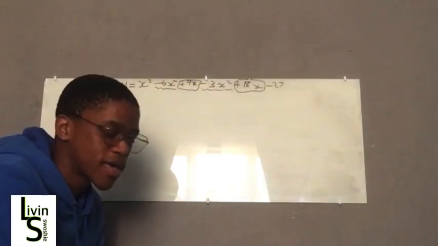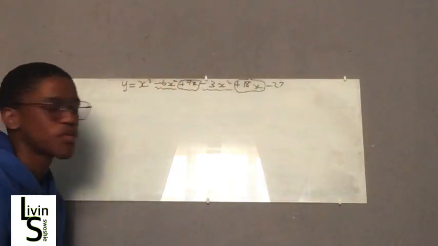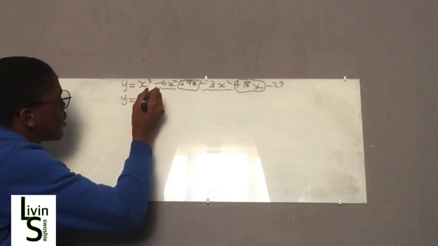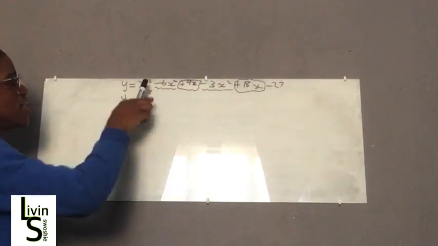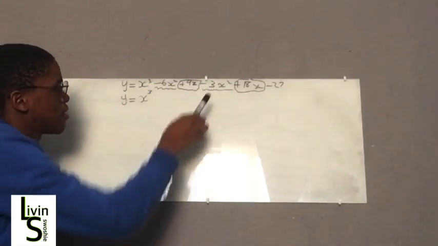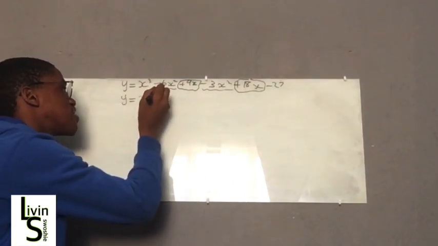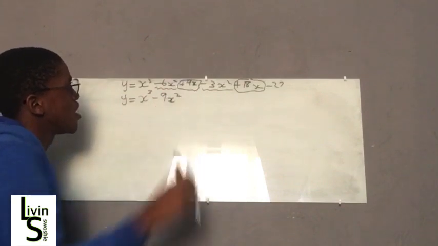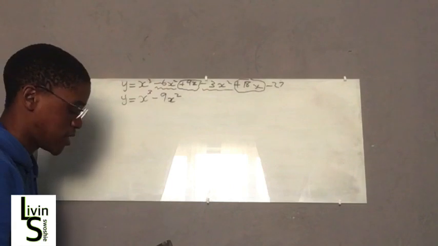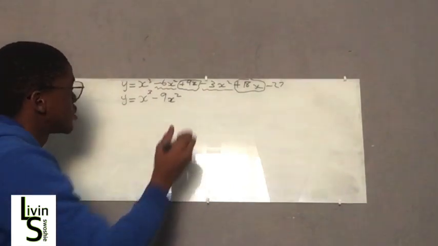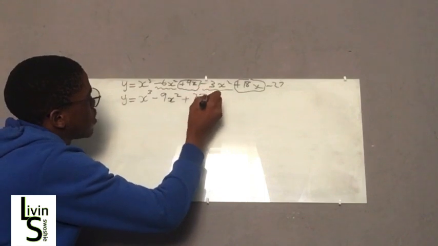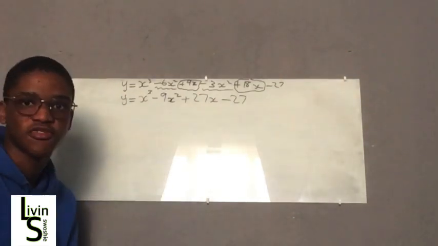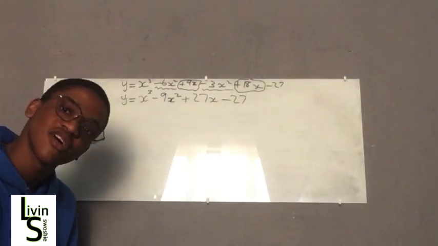Okay, I just cleared up some space so that we can continue with the board. We are still going to say y is equal to x cubed, like term, and then negative 6 minus 3, so it will be negative 9x squared. And then we're going to say 9 plus 18, which is going to be 27. So it's going to be plus 27x minus 27. Now it is in the standard form, which is our cubic function.